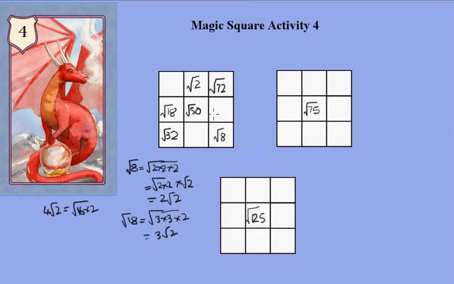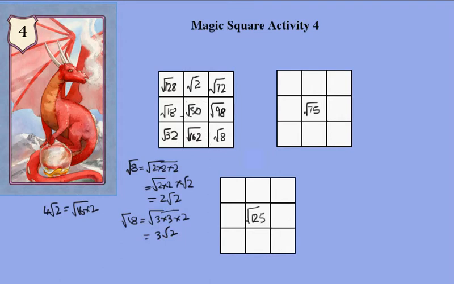Going down here, this is 7 root 2, which is the square root of 98. 98, 7 squared times 2. And going across here, this is 8 root 2, which is 128. That's 64 times 2. And finally down here, this one is the square root of 9 squared by 2, so 81 times 2, which is 162. 9 squared, I should have said. Right, and that's your magic square. So all those will add up to the magic number.